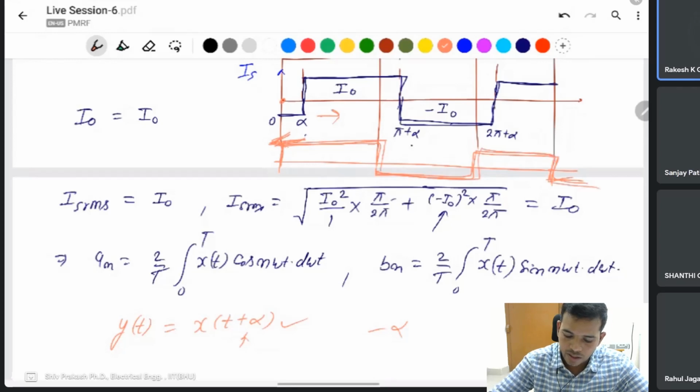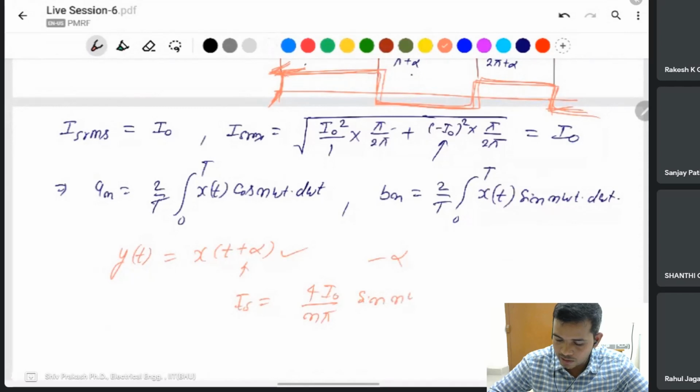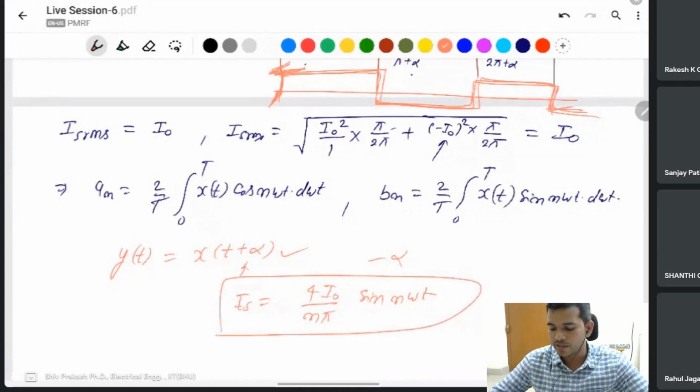And you know the square wave analysis. Directly, it is 4 I naught divided by n pi, sin n omega t. For a continuous square wave, the Fourier series is the same as this one: 4 I naught by n pi sin n omega t. Because of this, for a signal like that, an will be 0, a naught will be 0, and only bn is present. You can calculate bn.